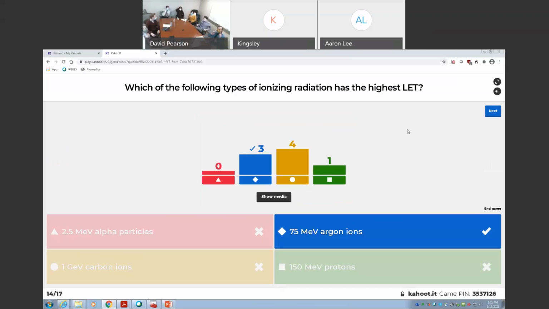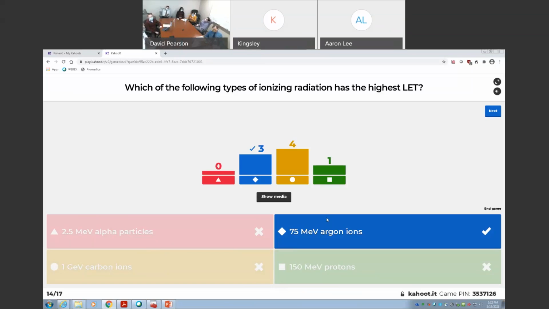So what is next? Is it carbon? I think carbon is second. How do you calculate it? What is the equation that takes into account mass and energy? What is the relationship? LET goes up with mass, it goes up with energy, but how? Are they both linear? Can you use a second power, I guess because they're ions? What's the Bethe-Bloch formula? That's probably got the exact one you want.